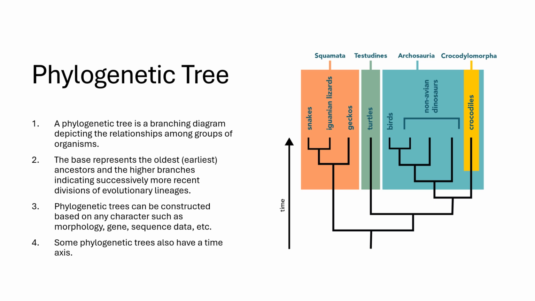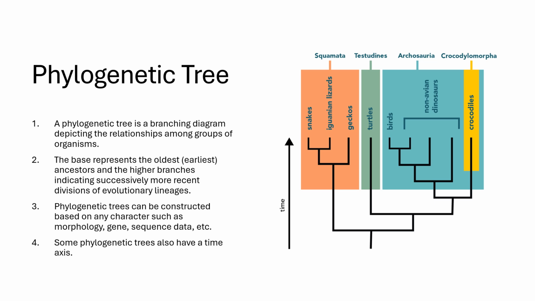Now let's talk about the phylogenetic tree. A phylogenetic tree is a branching diagram depicting the relationships among a group of organisms. The base of the phylogenetic tree represents the oldest or the earliest ancestors, and the higher branches indicate successively more recent divisions of evolutionary lineages.